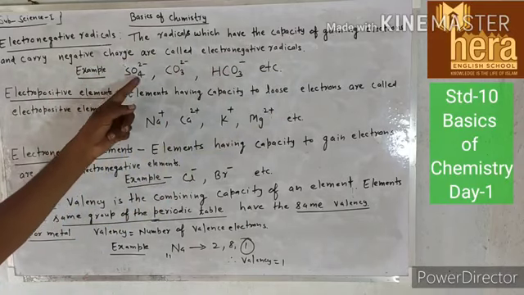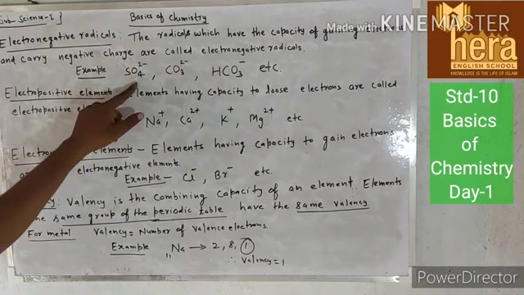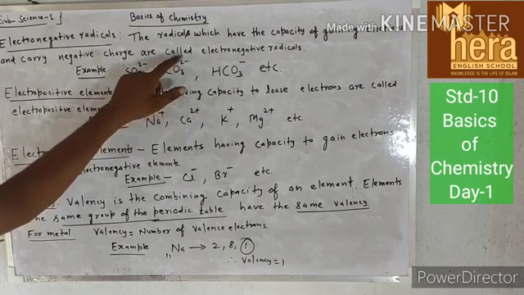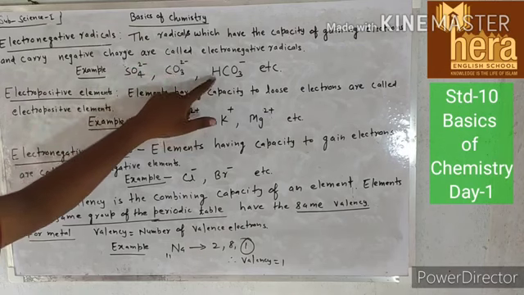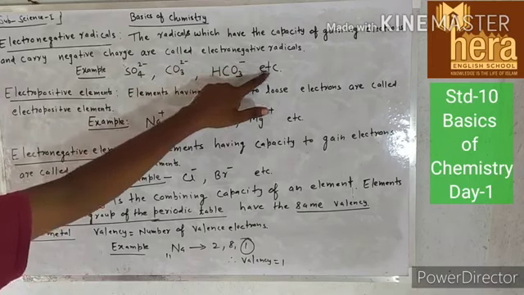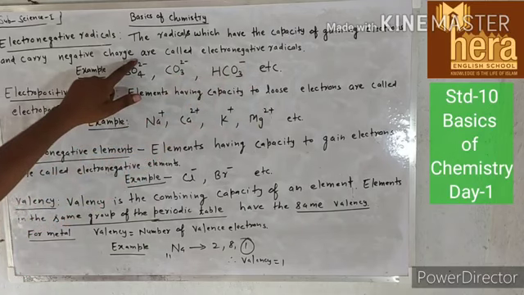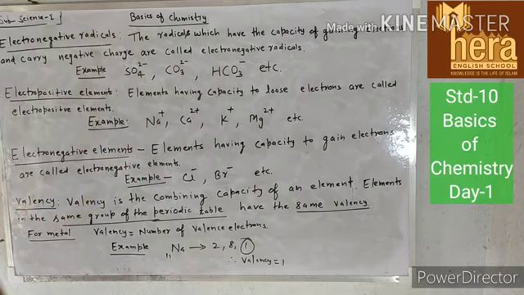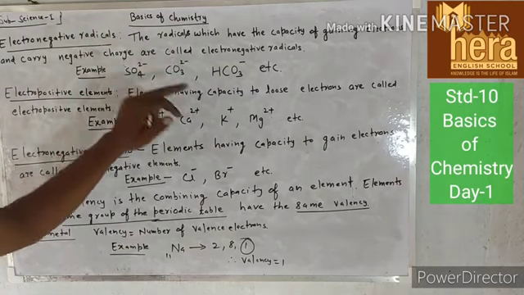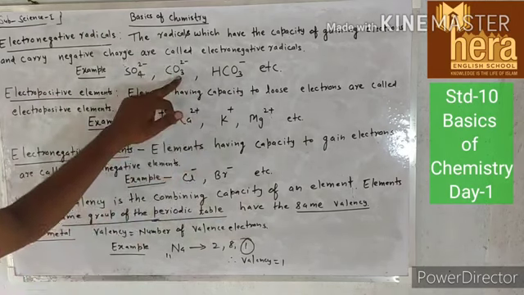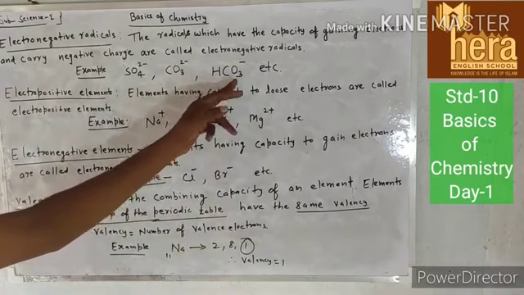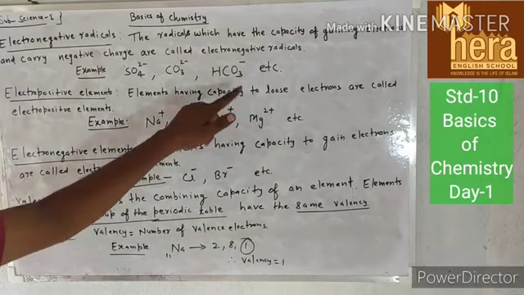Example: SO4 2 minus, sulfate. CO3 2 minus, carbonate. HCO3 minus, that is bicarbonate, etc. SO4 2 minus means they can gain 2 electrons. CO3 2 minus means they can gain 2 electrons. Understood? Bicarbonate HCO3 minus can gain only 1 electron.